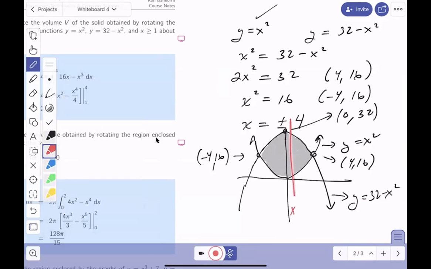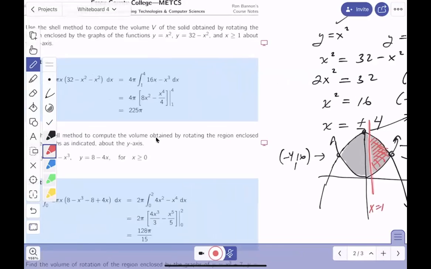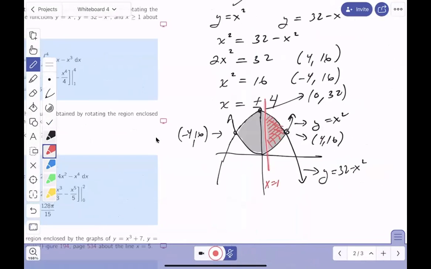And this is the line x equals 1. And what is it? X is greater than 1. So now they're talking about this region here. All right, I see that region. Right, x is greater than 1. And what are we going to do? Rotate about the y-axis. So this thing is being rotated like this now.